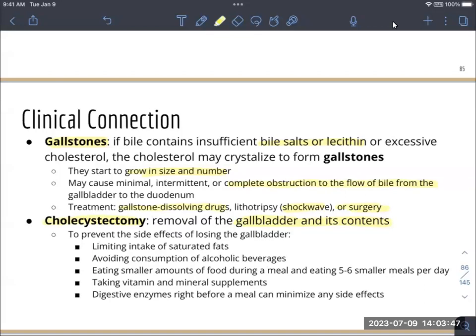To prevent side effects, you're supposed to limit your intake of saturated fats, which most doctors do not tell you after you've had your gallbladder removed. I was never given a diet after my gallbladder was removed. I was just sent on my happy little way. Avoid the consumption of alcoholic beverages, eat smaller meals, take vitamin and mineral supplements. Digestive enzymes taken right before a meal can minimize side effects from that bile, because your liver has to make bile and have it secreted and ready to go, but there's no place to store it. So it's got to be making it almost on demand.